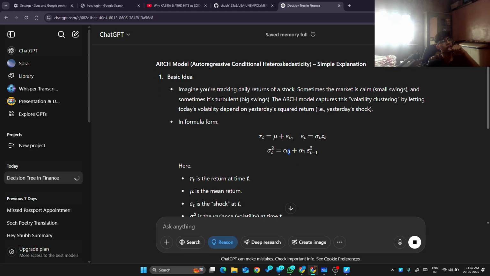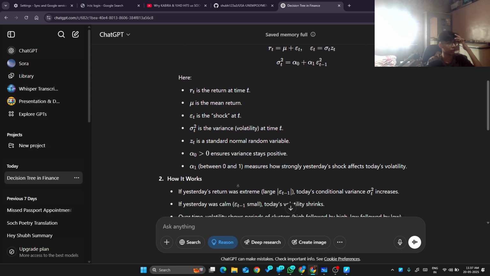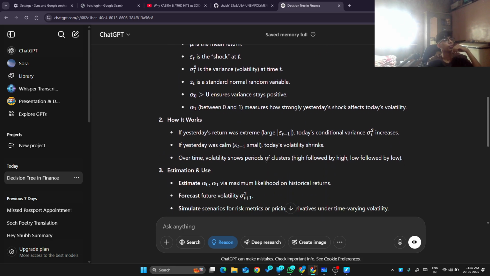There is a long term mean. This is the long term mean. A0 is our long term mean, alpha 1 is the weight, and epsilon t is our lag value. See, rt is the return at time t, u is the mean return, and this will be the drift term or stochastic term. I think I am confusing you more.